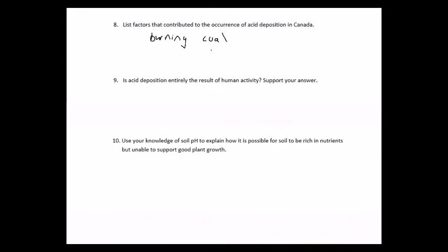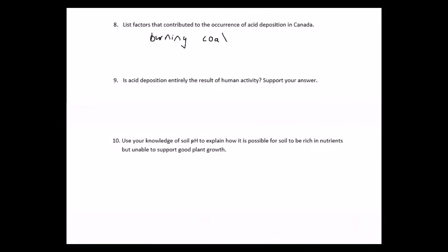Yeah, honestly, that's like all the answers on the diploma: burning coal. Burning coal is a huge source of acid rain in Canada. So if you know burning coal, you're good. Is acid deposition entirely a result of human activity? No, I mentioned volcanoes can contribute to acid rain, but most of it is human activity.